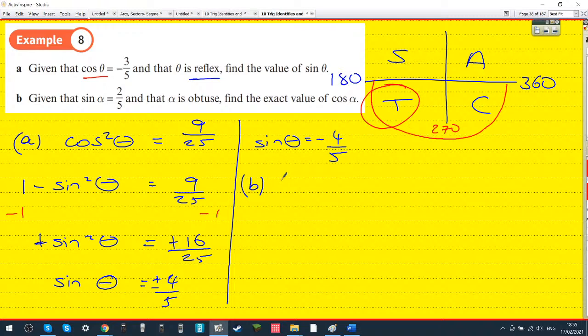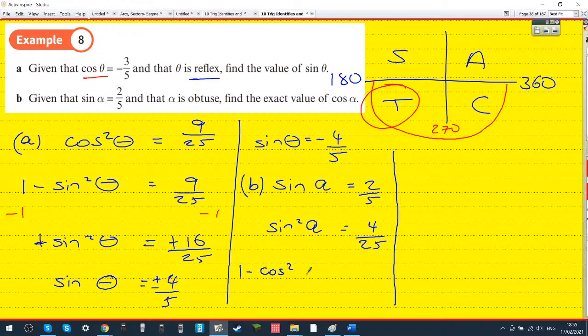Sine. What letter is that? Alpha, they call it. Sine alpha equals 2 over 5. So now I want to square it. So sine squared alpha equals 4 over 25. One minus cos squared alpha equals 4 over 25 still. Minus 1 on both sides to get minus cos squared alpha equals minus 21 over 25.